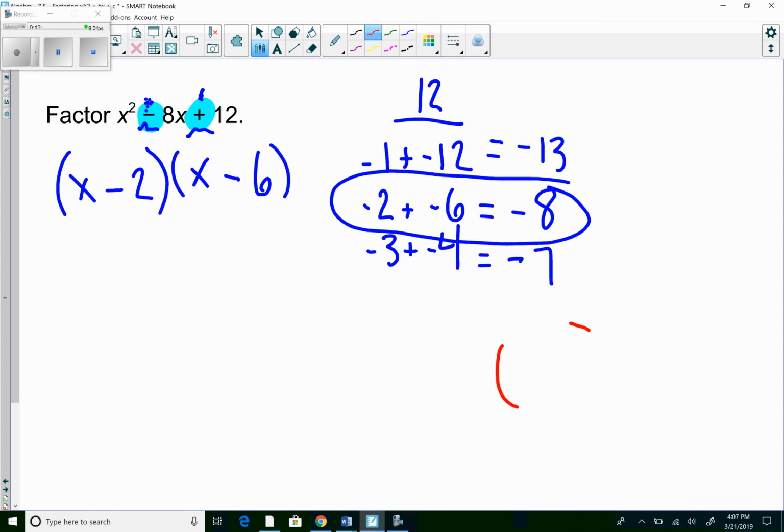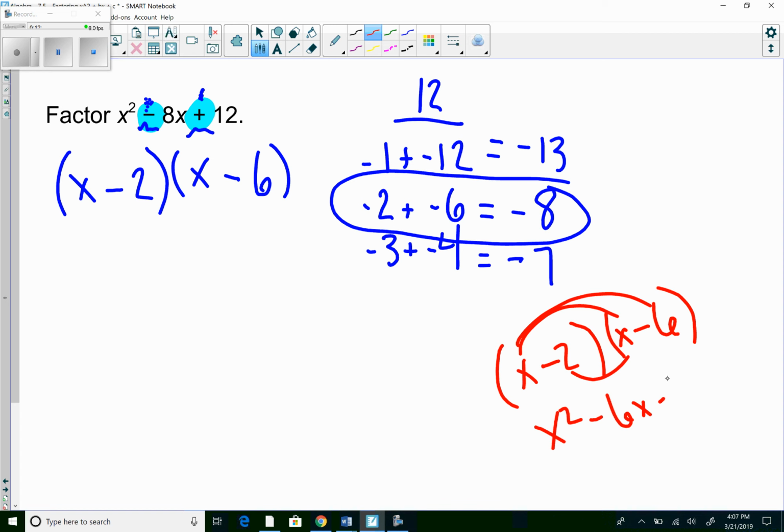Take 10 seconds, you guys. Honestly, I cannot encourage this enough, because this is the biggest mistake that I see from kids, is they think that they've got the right pairing, but then they don't go back and check it. Let's see, x squared minus 6x minus 2x, and I've got plus 12. So x squared minus 8x plus 12.